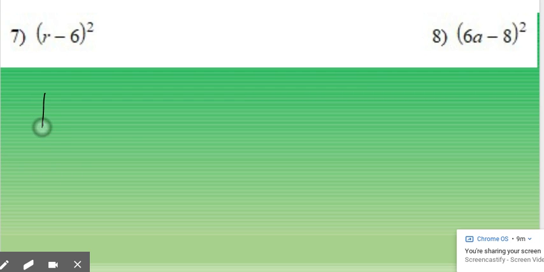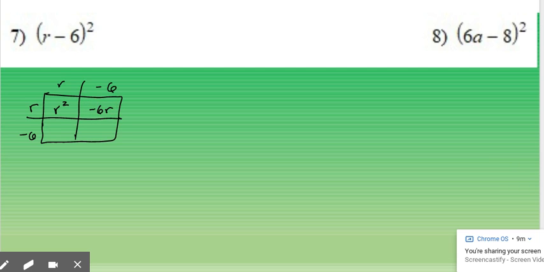All right, make your 2x2 box. R minus 6, R minus 6, both things. So I would get R squared, negative 6R, negative 6R, and positive 36. Okay, add them up. Get R squared. When I add my R's, negative 6R plus negative 6R is negative 12R plus 36.